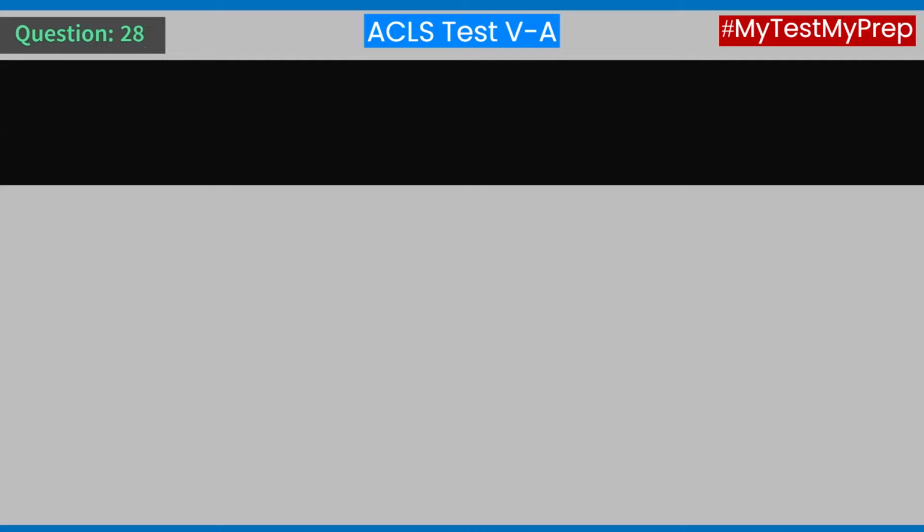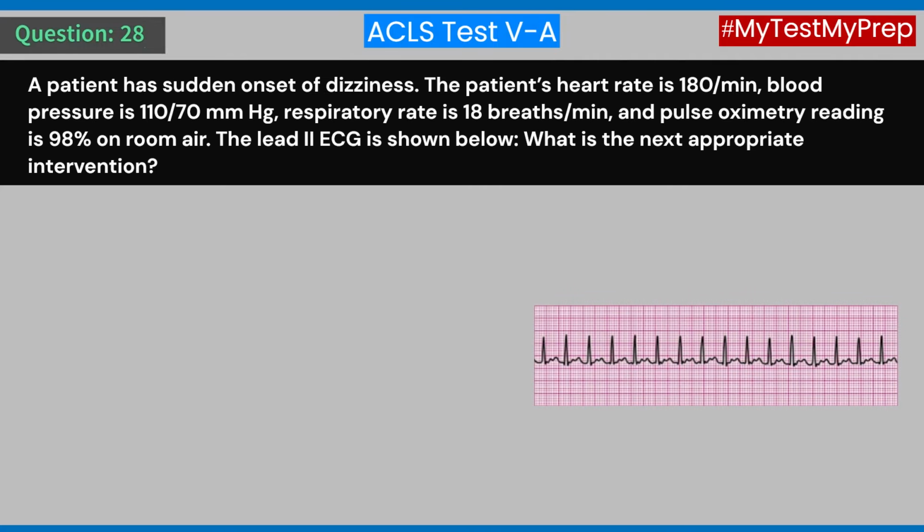Question 28. A patient has sudden onset of dizziness. The patient's heart rate is 180 per minute, blood pressure is 110/70 mmHg, respiratory rate is 18 breaths/min, and pulse oximetry reading is 98% on room air. The lead 2 ECG is shown below. What is the next appropriate intervention?